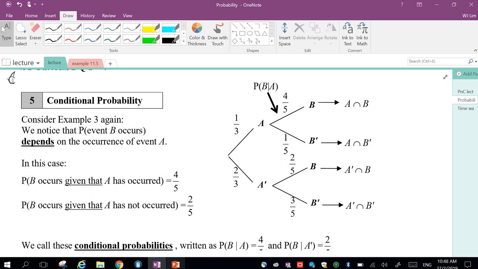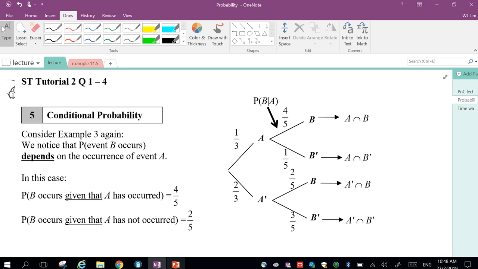Okay, section 5. Sorry, I do skip a bit here and there, but it's okay with you, right?